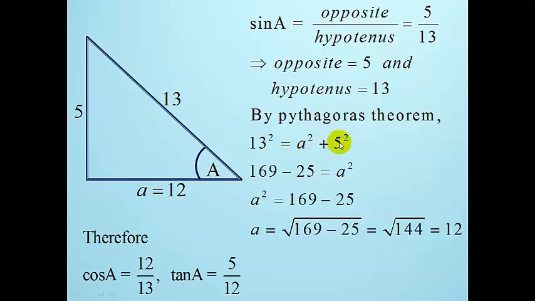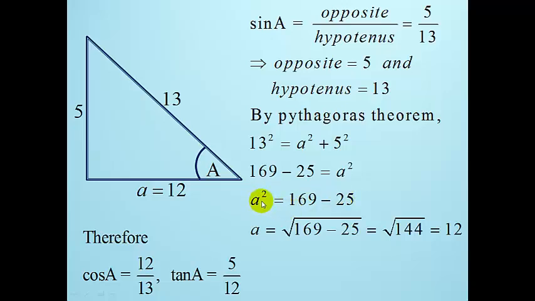Now 5 squared will give us 25 and 13 squared will give us 169. So plus 25 on the right hand side becomes minus 25 on the left hand side. And so we have 169 minus 25 is equal to a squared. This can also be written as a squared is equal to 169 minus 25. That is, the right hand side now becomes the left hand side, and the left hand side now becomes the right hand side. It is the same thing. We have not changed the equation.